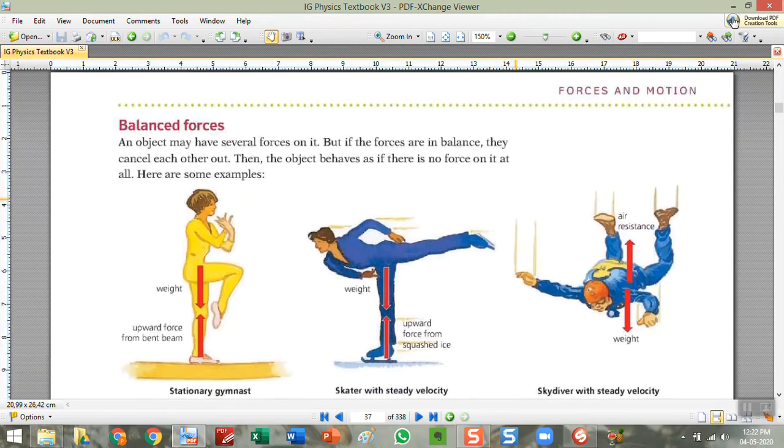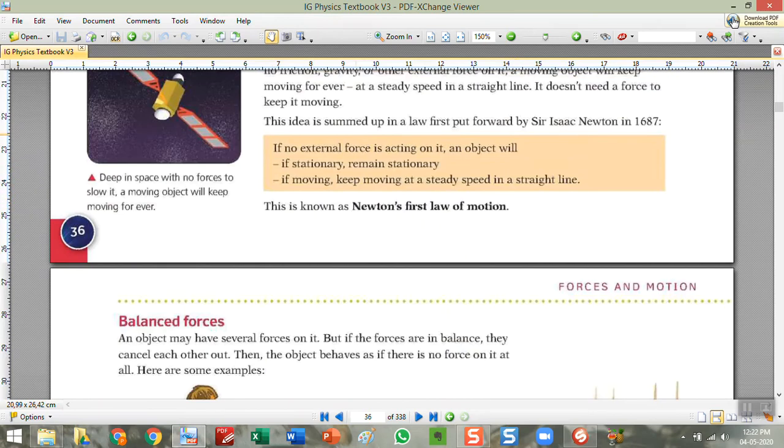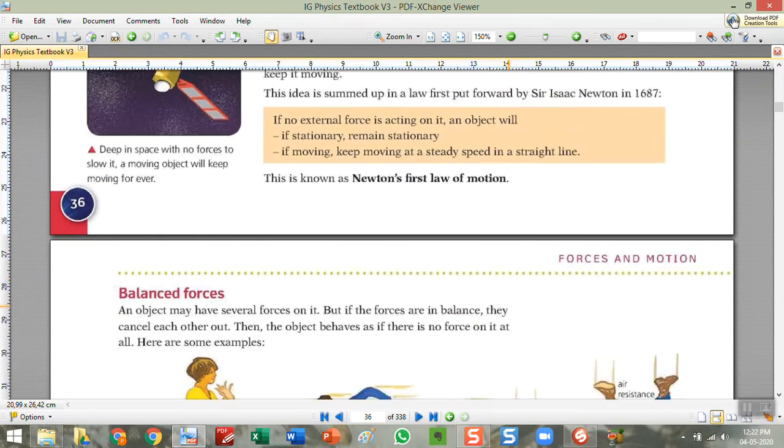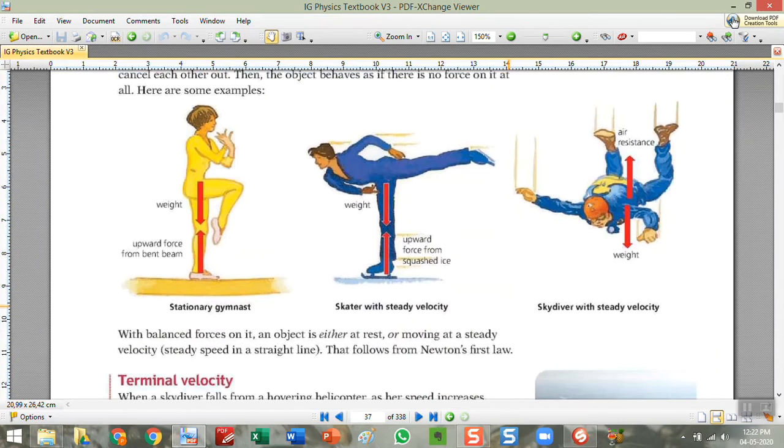Then, when forces are in balance, this is what we explain now. When there's no net external force, it means that the forces are balanced. So in all these cases, the forces are balanced. And it's not necessarily an object standing still, or at rest; it can also move at a steady or constant velocity. So if we look at the gymnast, she's stationary. The upwards force from the bent beam is equal to her weight, and therefore the forces are balanced.